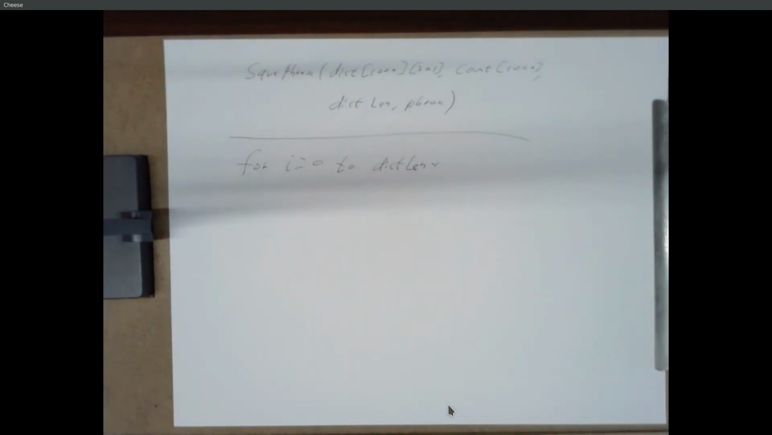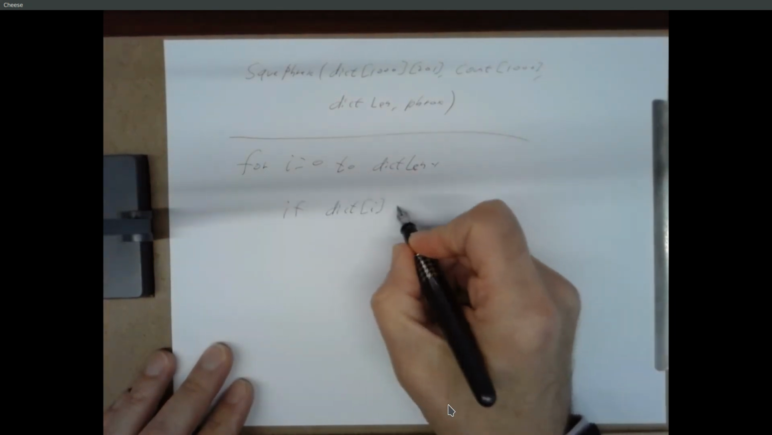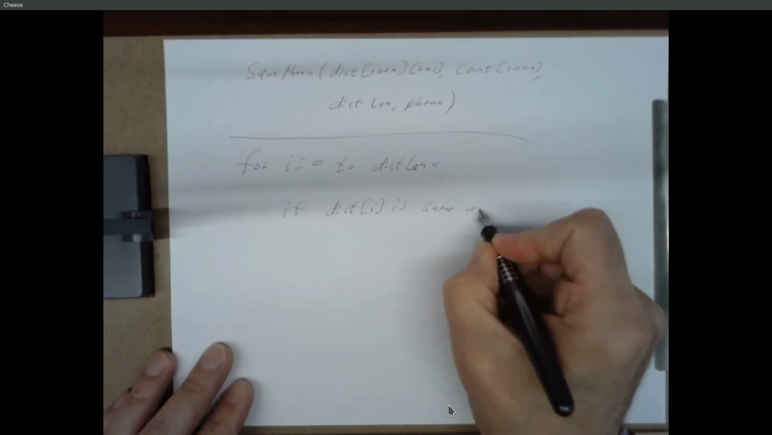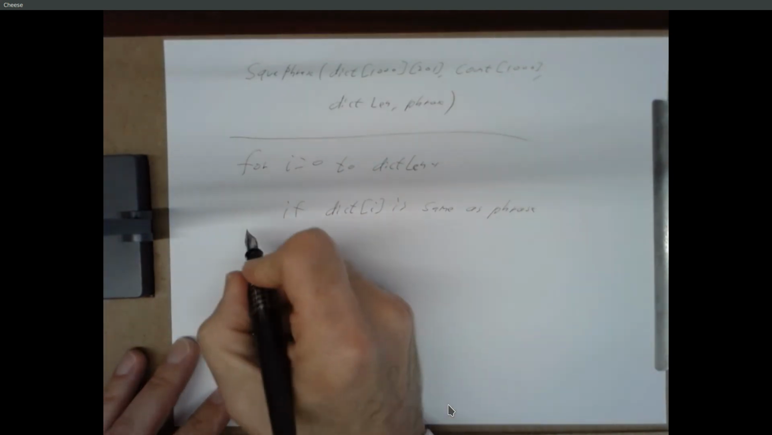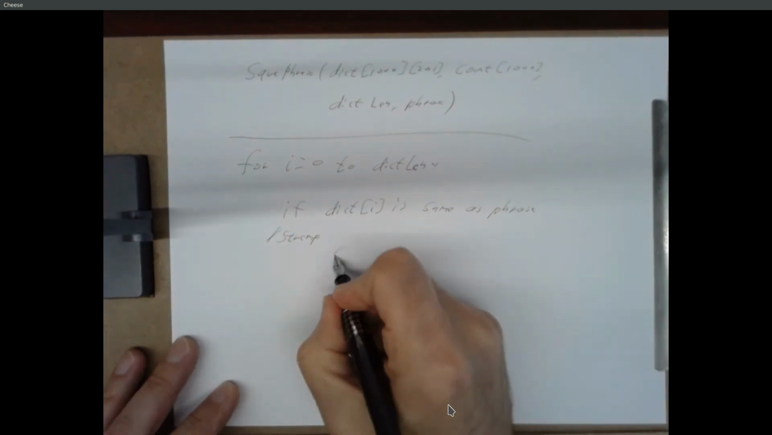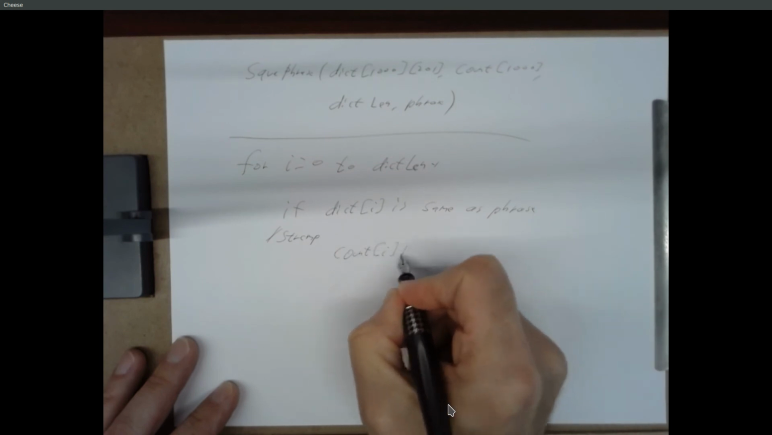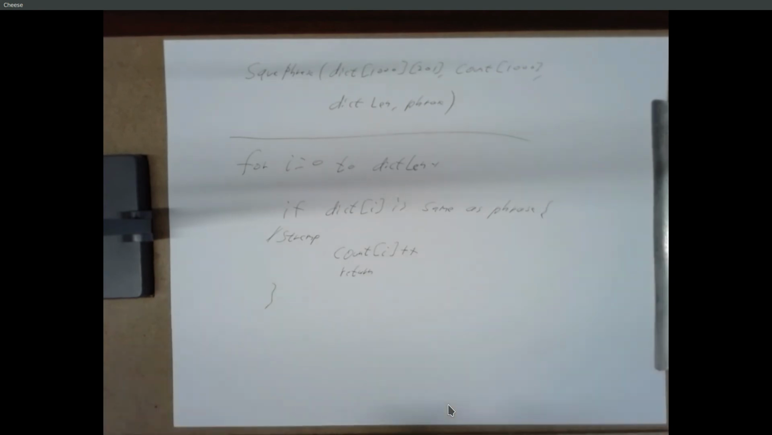So for i equals 0 to dictionary length minus 1, if dictionary entry i is the same as phrase, and that's where you want to use string compare, strcmp, then our phrase is already in the dictionary at location i, so just increment count bracket i and return, you're done. Nothing else you have to do in here.